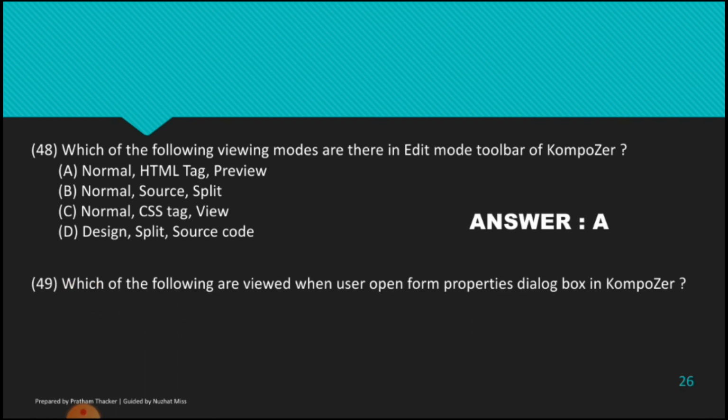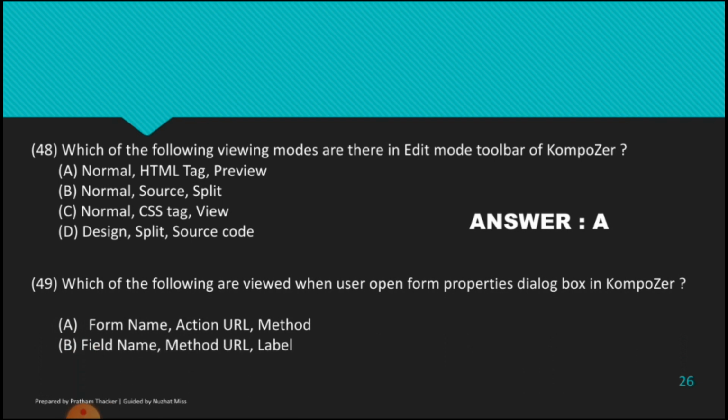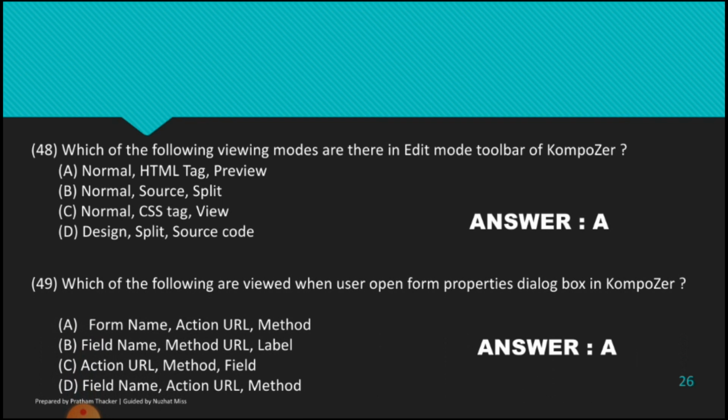Question number 49. Which of the following are viewed when user open form properties dialog box in Composer? Is it option A, form name, action URL, method? Option B, field name, method URL, label? Option C, action URL, method, field? Or option D, field name, action URL, method? Answer is option A, form name, action URL, method.